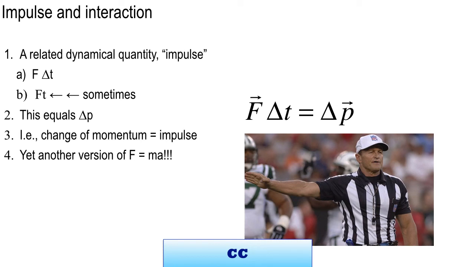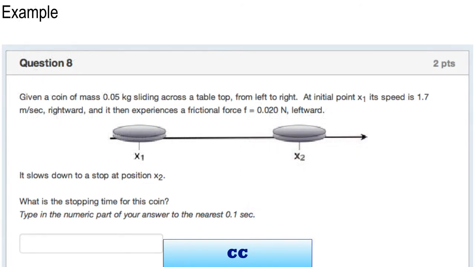Now, I have a special homework problem, which I'll assign in about 15 minutes when we dismiss, that involves using this equation, F delta T equals delta P. And we're going to try to work out an example of it here in class right now. So let me go to the next screen, and here's what it's going to look like in web courses.